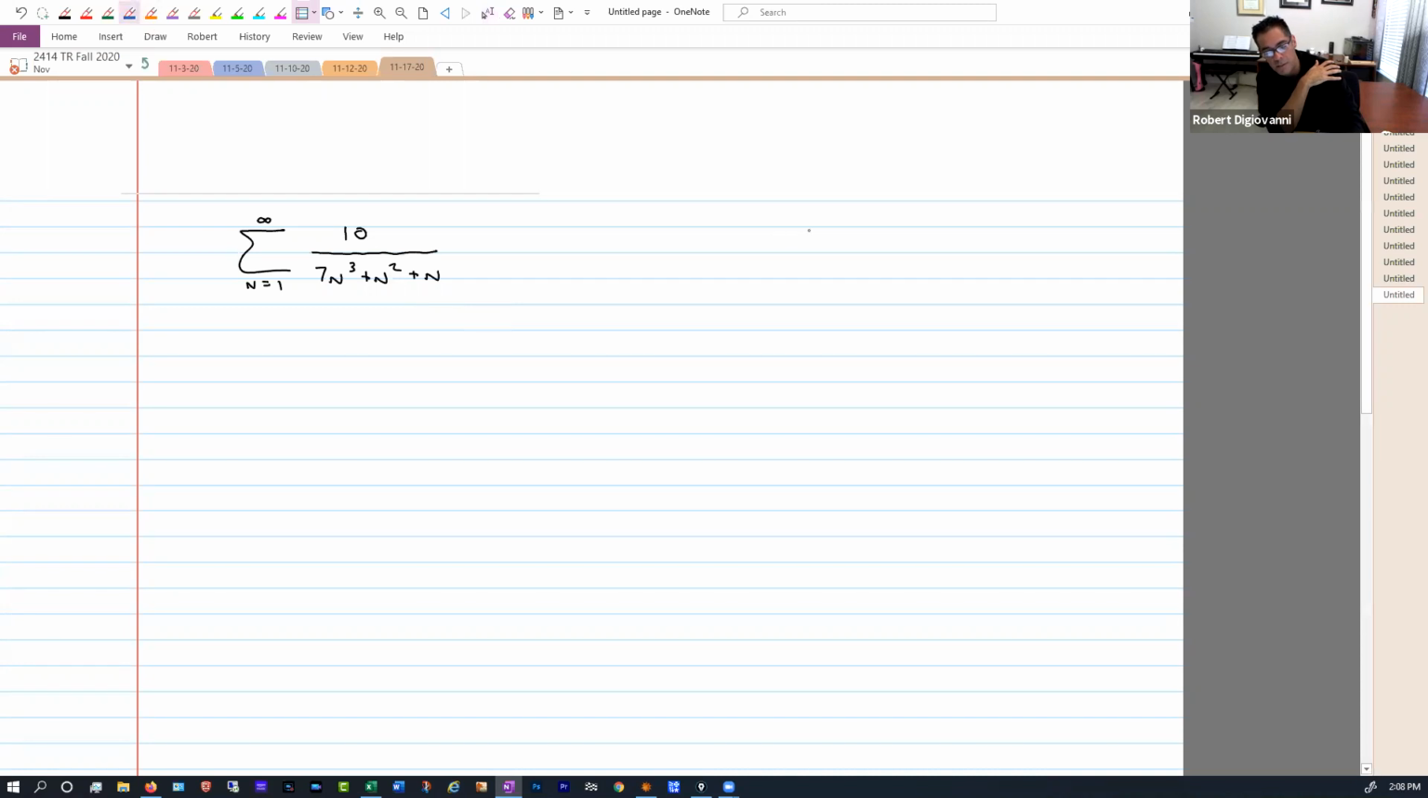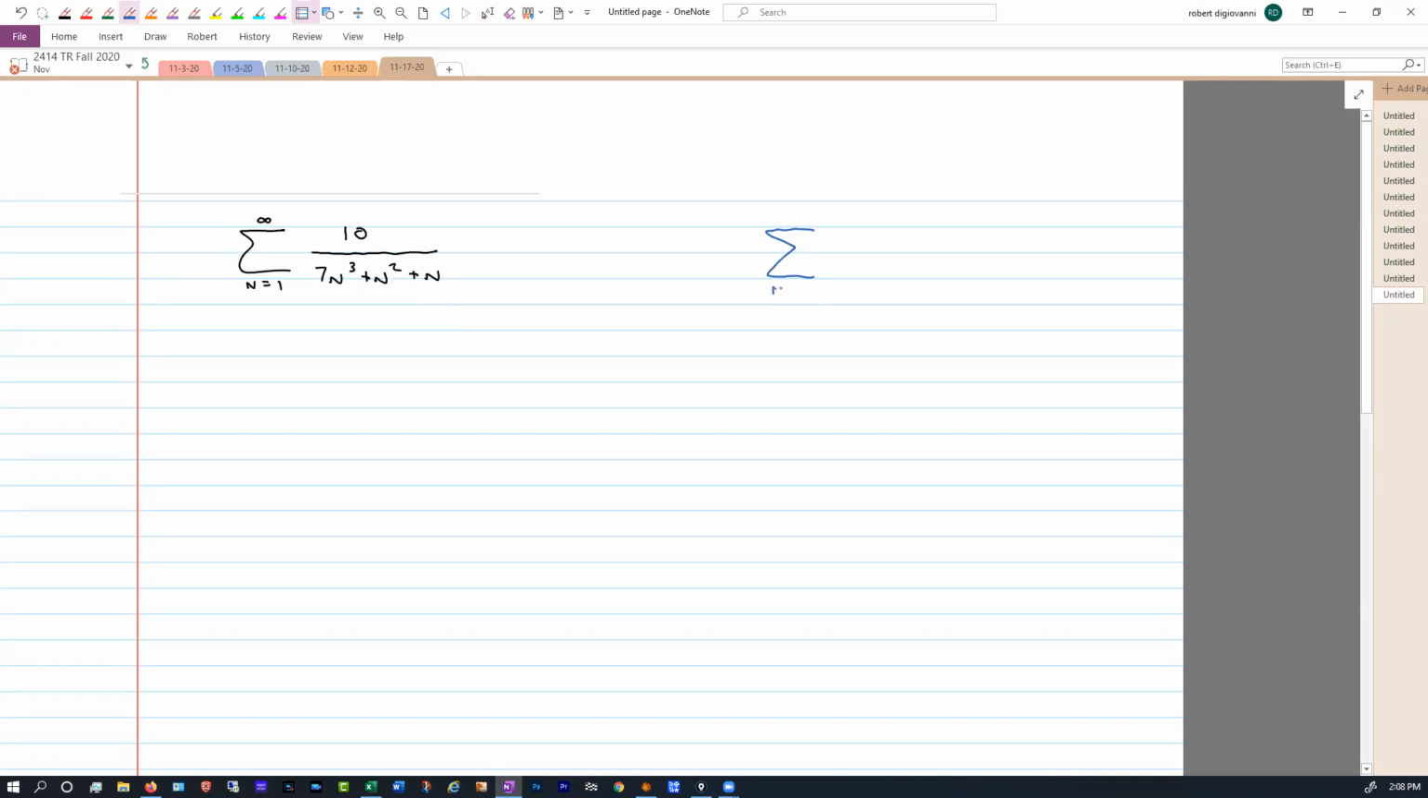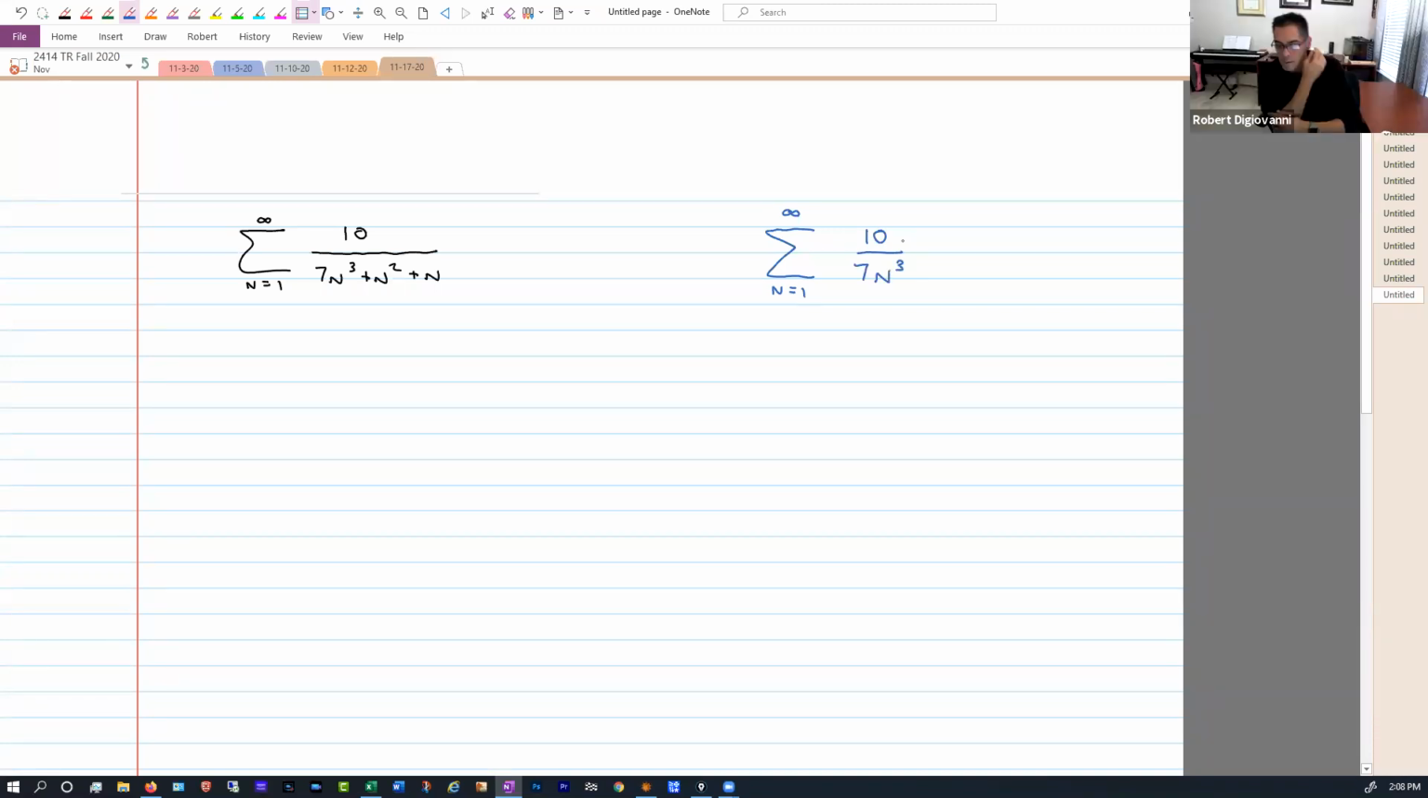Anyone got something for me to compare it to? 10 over 7n cubed. 10 over 7n cubed? Yes. Okay. Do you know what that does? I'm figuring it out. So I think it converges. Okay. Why? Because as n goes bigger, it's going to be bigger, like if it goes to infinity, for example. So yeah, it's going to be a 0.